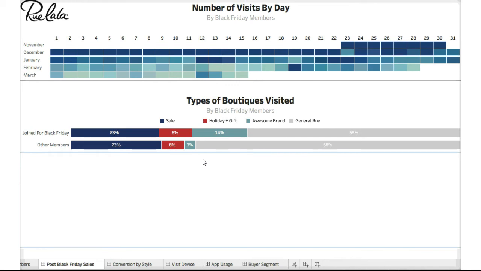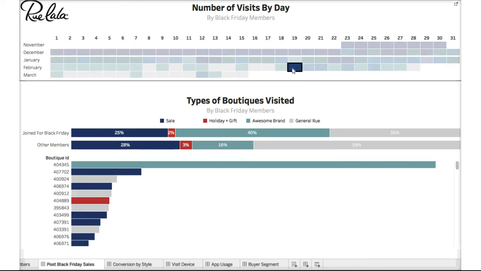So again, this is also an interactive chart. So when we look at February, we've gotten very light blue, and then boom, we see this big blue. So you can imagine what happened on this day. And if we click on this day, we can see the boutiques that all the members, the Black Friday members, visited. And we see once again, we had launched another boutique for this brand. And then again, it drove a lot of traffic. Clearly, the brand itself is a big driver for this group.